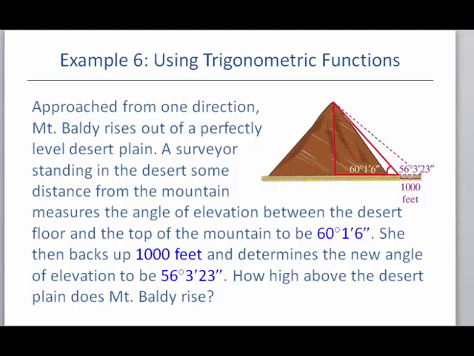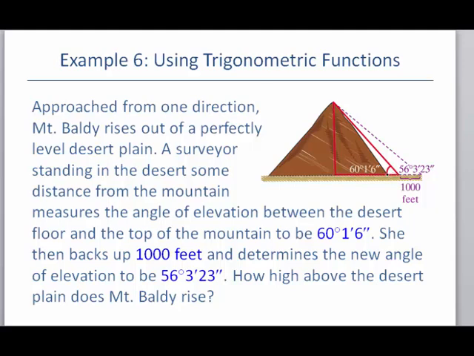Approach from one direction, Mount Baldy rises out of a perfectly level desert plain. A surveyor standing in the desert some distance from the mountain measures the angle of elevation between the desert floor and the top of the mountain to be 60 degrees, 1 minute, 6 seconds. Okay, so look for a second at the pink or the red triangle. The problem is that it is impossible for us to know this distance that we're standing back from the middle of the mountain.